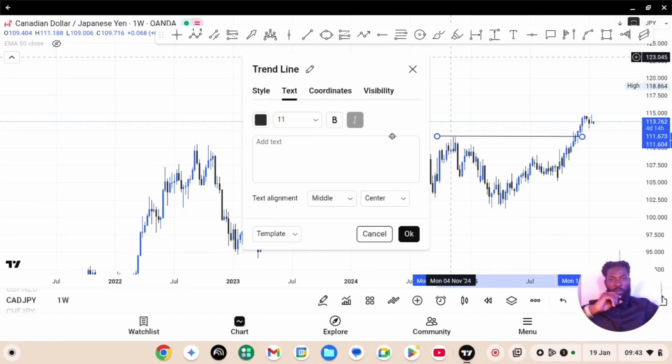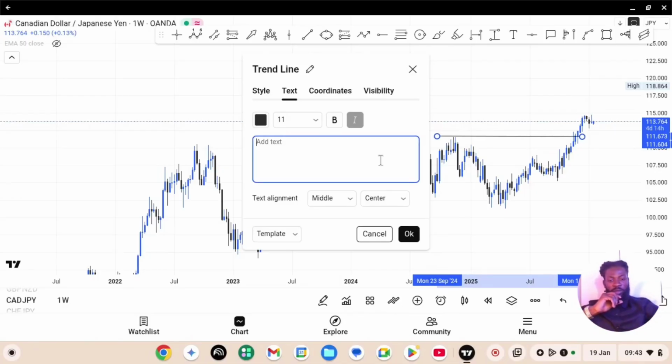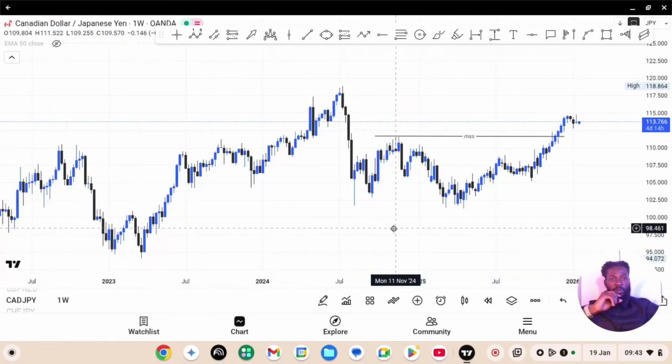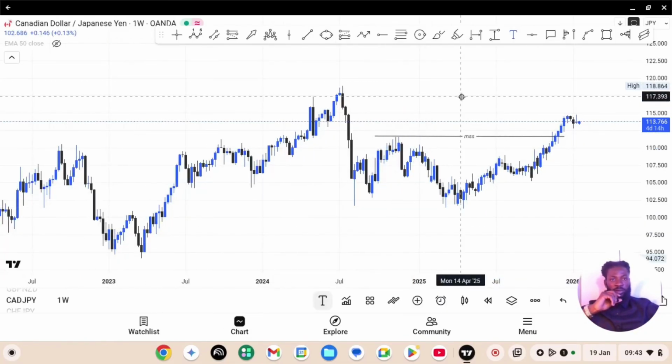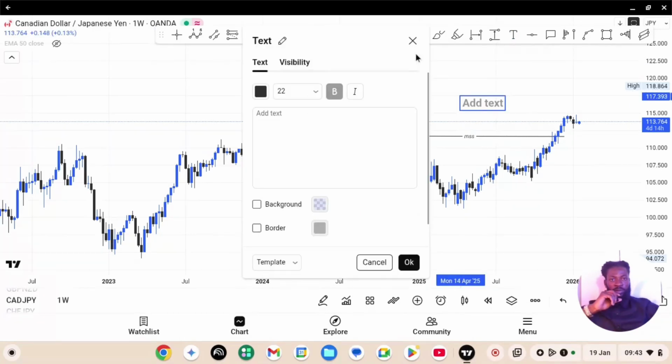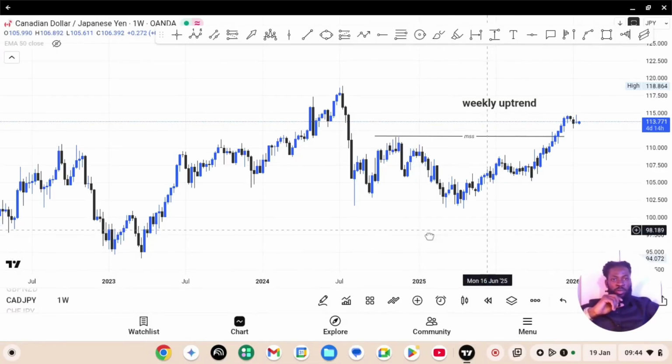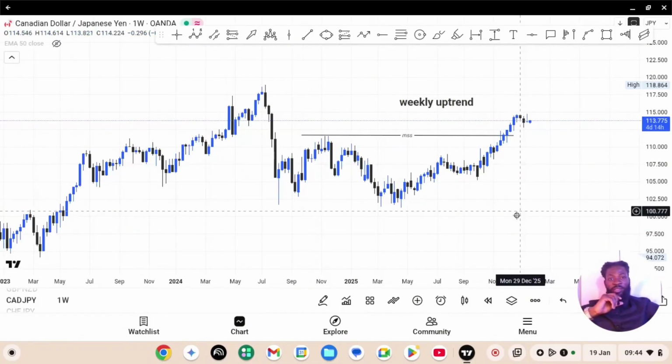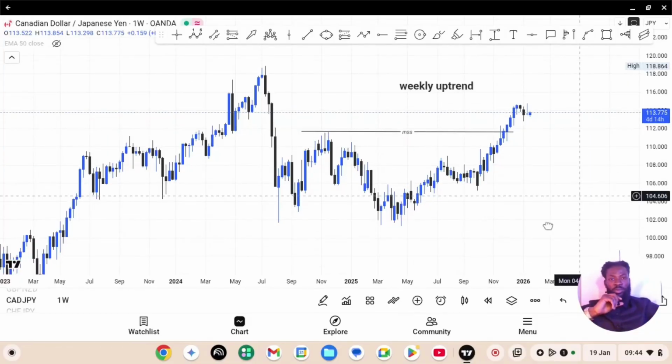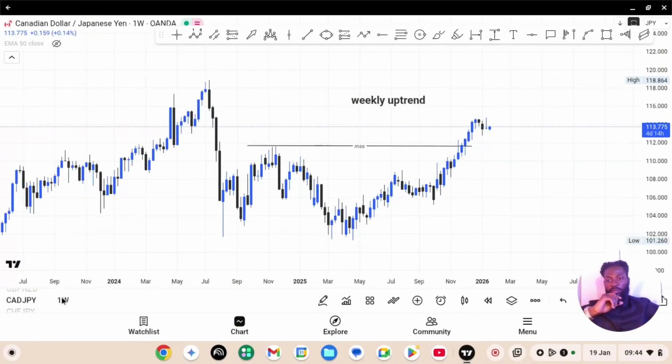Shifted upward. Let me write MSS, market structure shift, on the weekly. Okay, now let me just write it so you can see. Weekly uptrend. So as you can see, we have analyzed the weekly time frame. It's a clear uptrend. Now let's move down to the daily time frame.